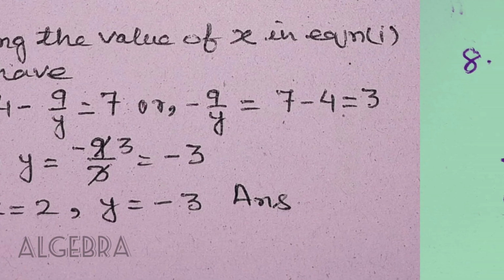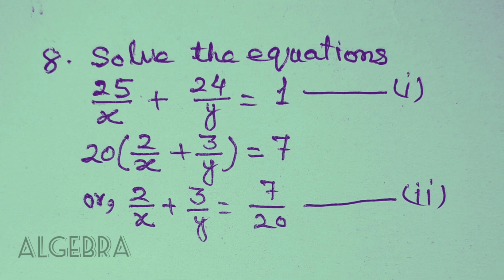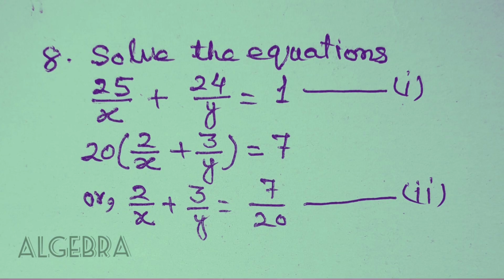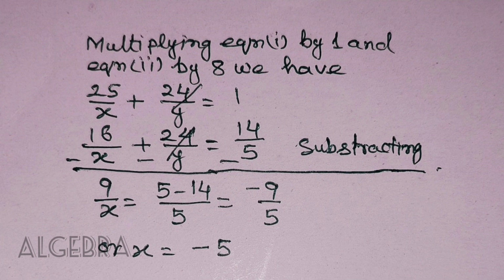Answer 8. Solve the equations. 25 by x plus 24 by y is equal to 1, equation 1. 20 bracket 2 by x plus 3 by y is equal to 7, or 2 by x plus 3 by y is equal to 7 by 20, equation 2. Multiplying equation 1 by 1 and equation 2 by 8, we have 25 by x plus 24 by y is equal to 1, and 16 by x plus 24 by y is equal to 14 by 5.